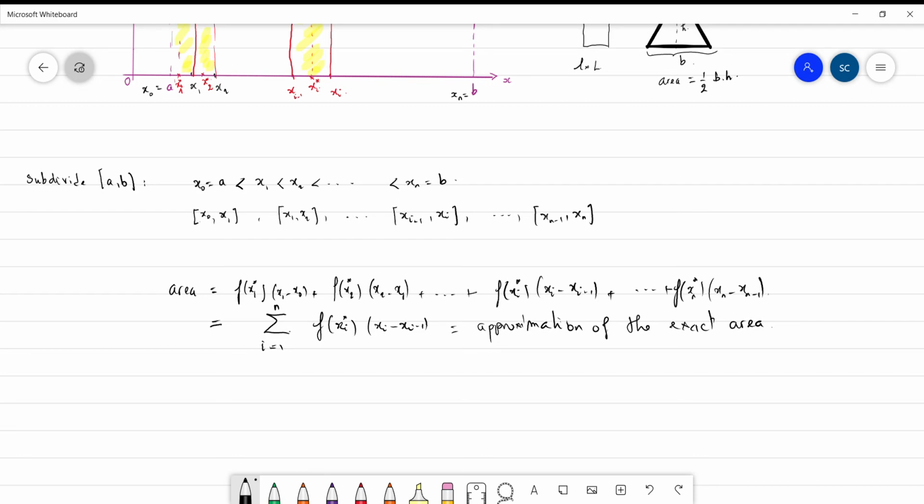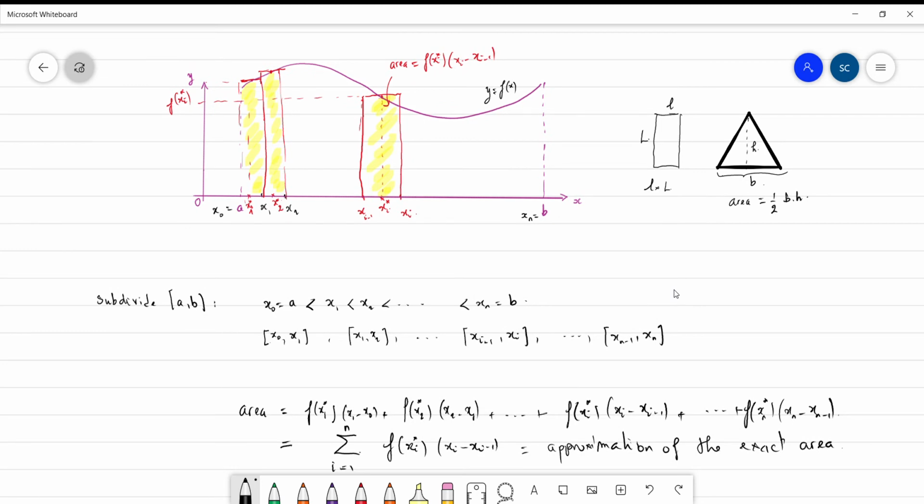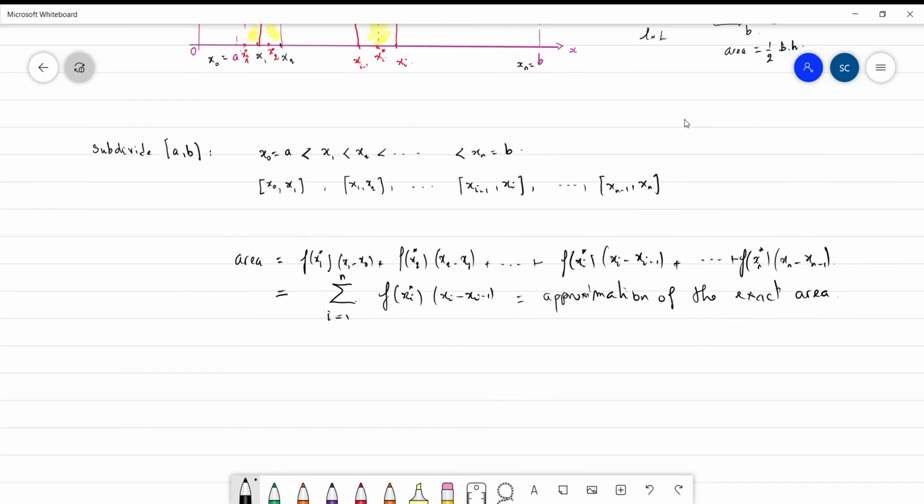But we want the exact area. Intuitively, we can imagine increasing the number of points. So we will get thinner rectangles, and more rectangles, so that we will approach our exact area more accurately. To express this idea, we will set the following definition. Here is the definition of the area under a curve.